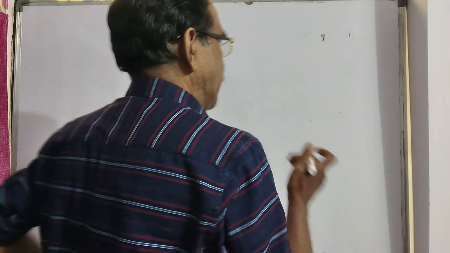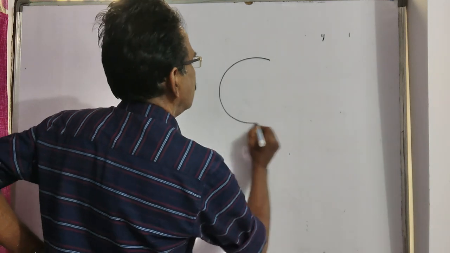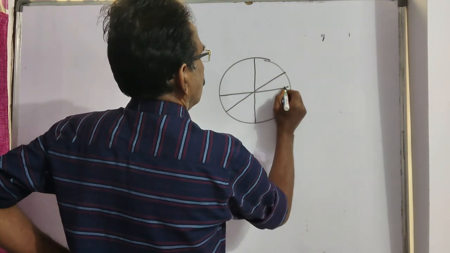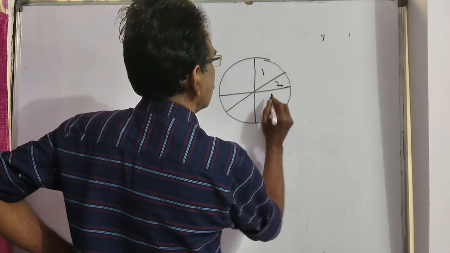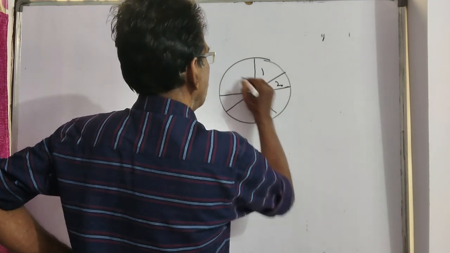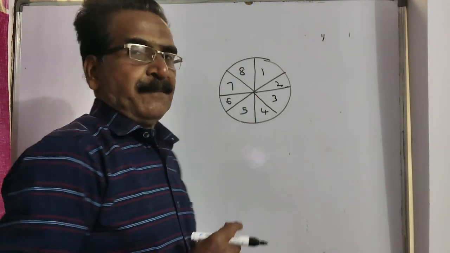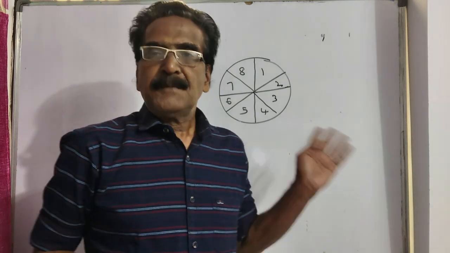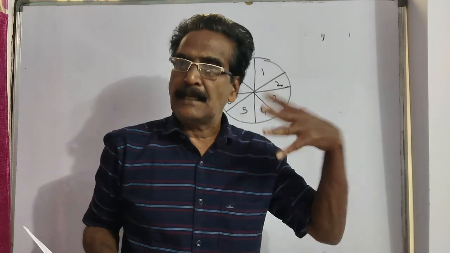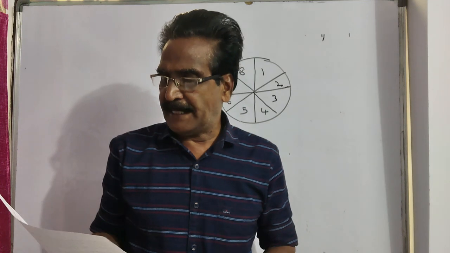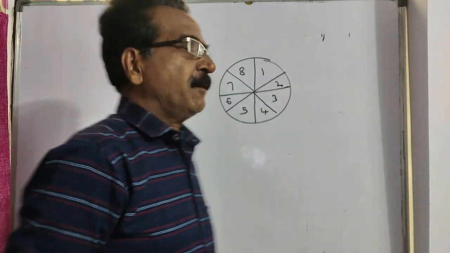A game of chance consists of spinning an arrow which comes to rest pointing at one of the numbers 1 to 8. See, this is a game of chance. 1, 2, 3, 4, 5, 6, 7, 8. This is a game of chance, spinning an arrow. It comes to rest at some particular number, and these are equally likely outcomes. What is the probability that it will point at 8?